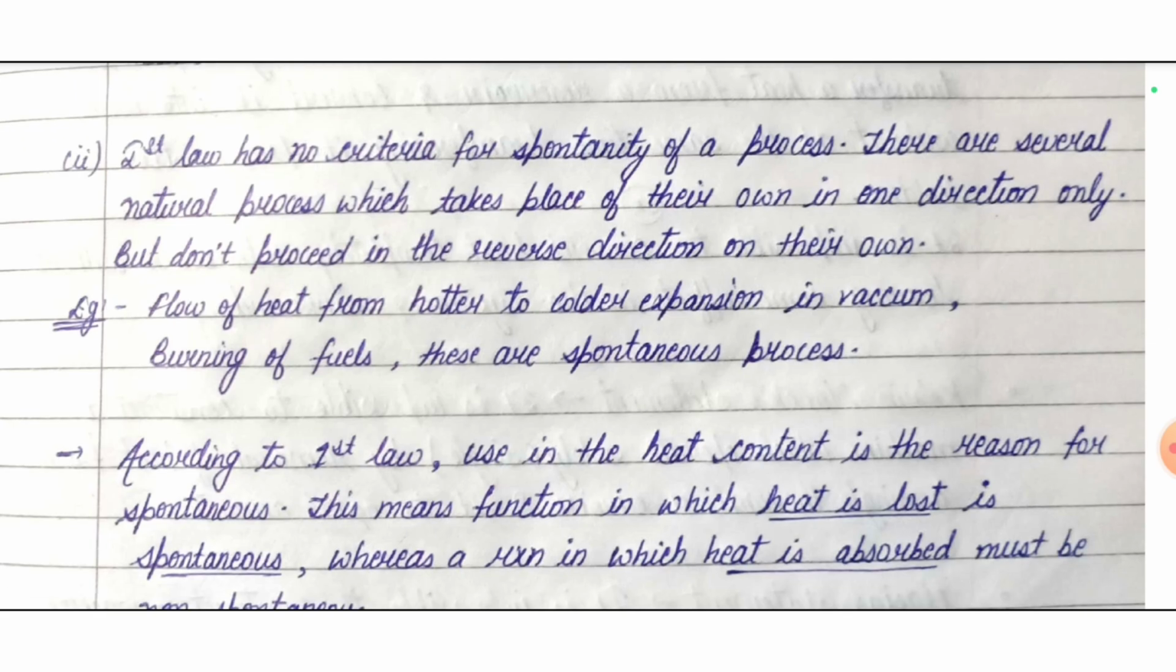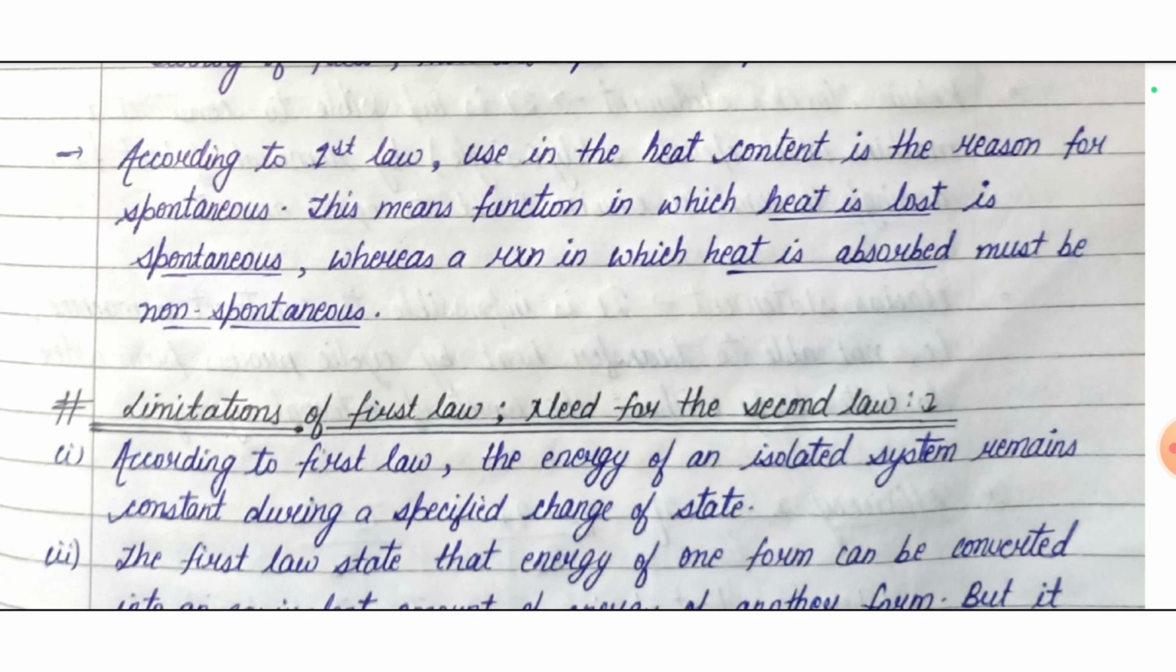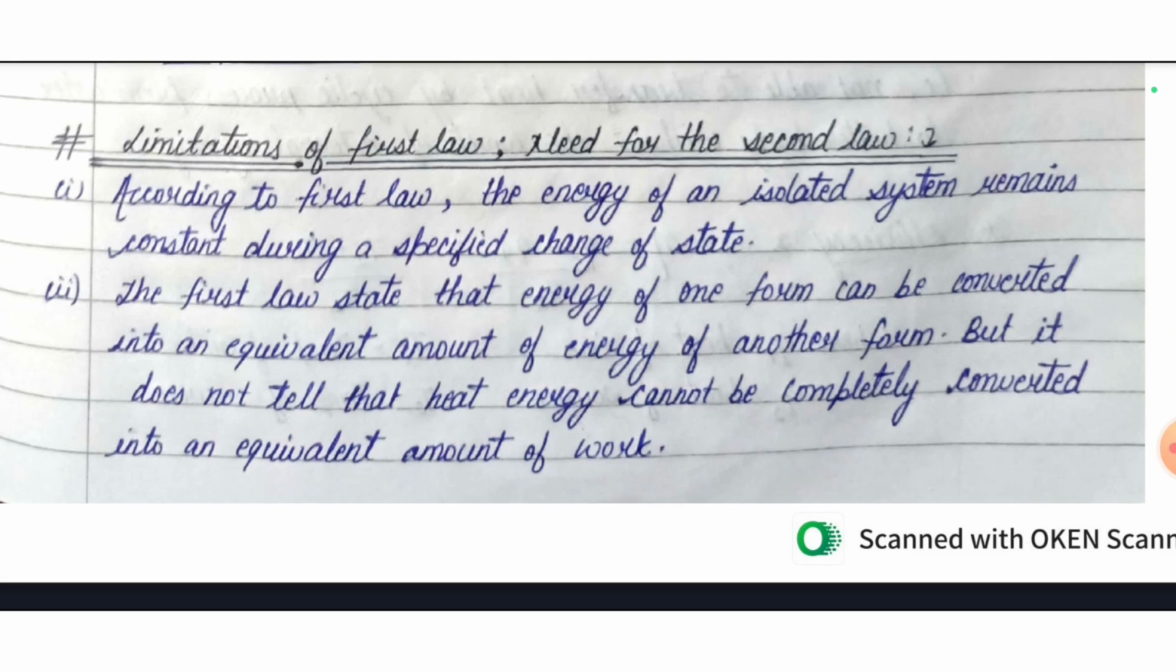Second, the first law has no criteria for spontaneity of a process. There are several natural processes which take place on their own in one direction only, but don't proceed in the reverse direction on their own. Examples: flow of heat from hotter to colder, expansion in vacuum, burning of fuels. These are spontaneous processes. According to the first law, a decrease in the heat content is the reason for spontaneity. This means a reaction in which heat is lost is spontaneous, whereas a reaction in which heat is absorbed must be non-spontaneous. Limitations of the first law: the need for the second law.